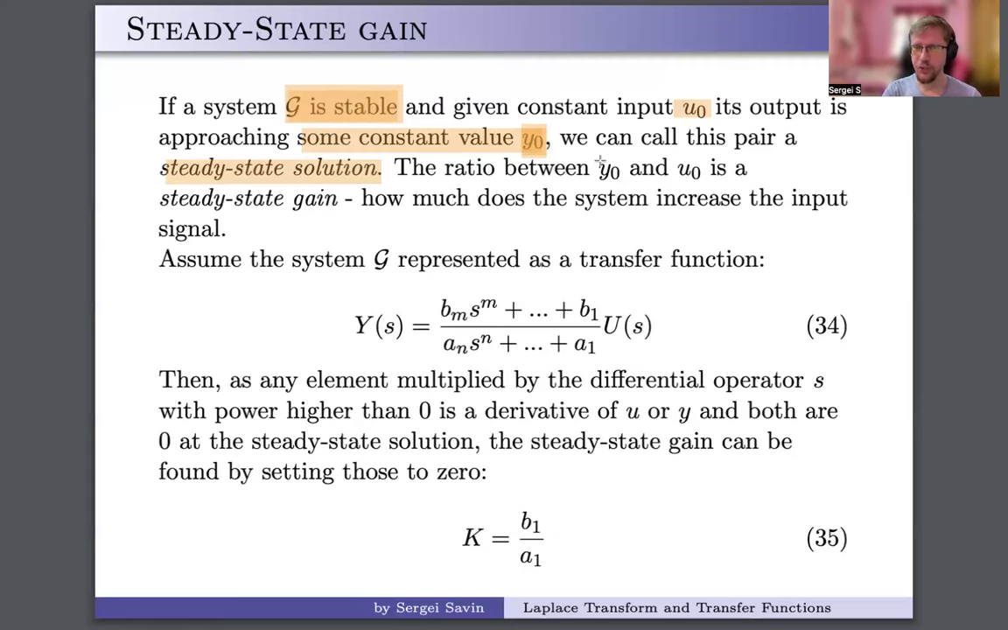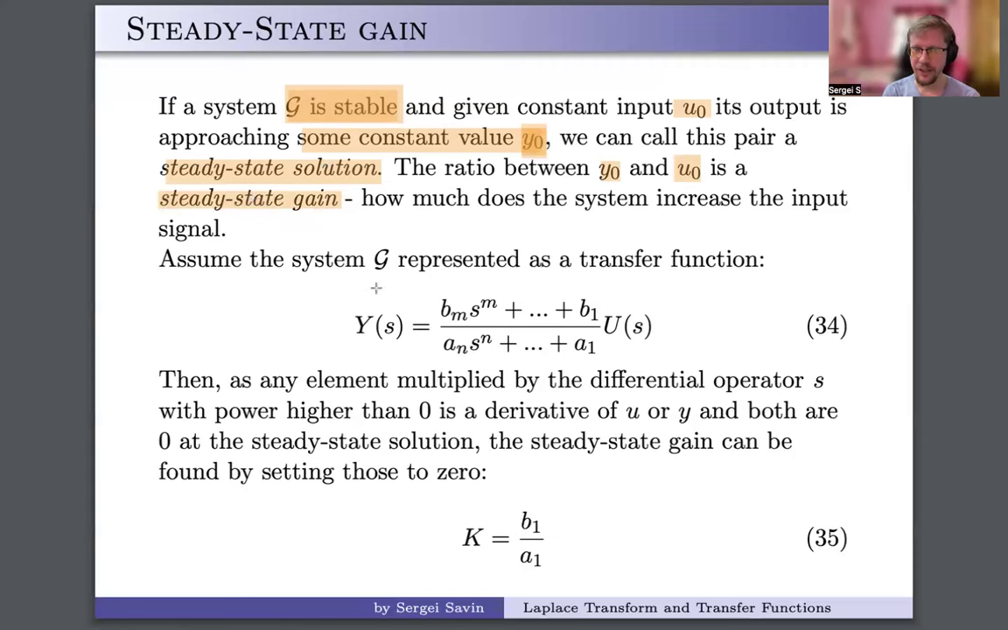Now, we can find the ratio between U0 and Y0. If they are scalars, it should be quite easy. This is called the steady state gain. So how the system multiplies the input. Okay.